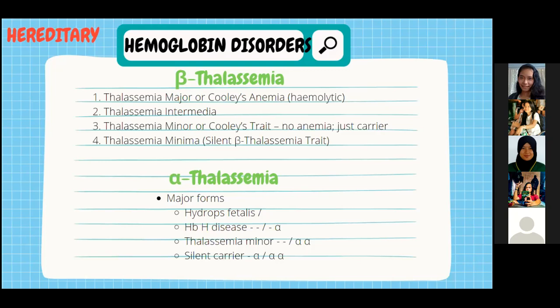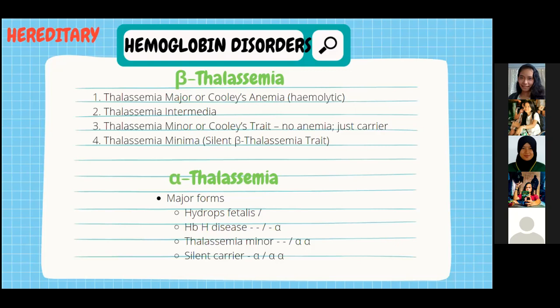And now let's go to thalassemia minima, also known as the silent beta thalassemia trait. It is mostly without symptoms. From the word itself, it is silent. So there are no symptoms or abnormal physical signs. For the blood findings, it has a normal red cell morphology and count.